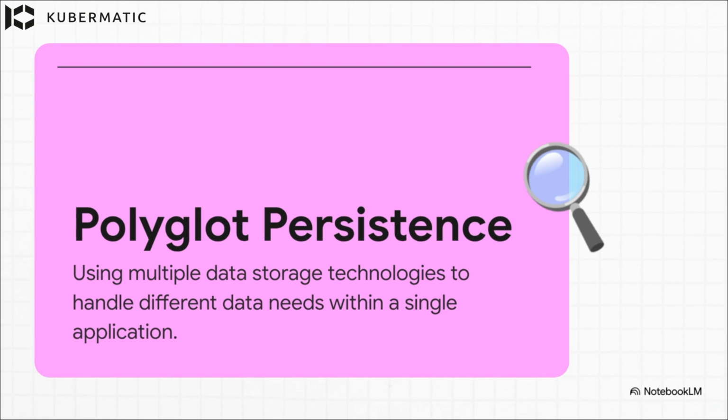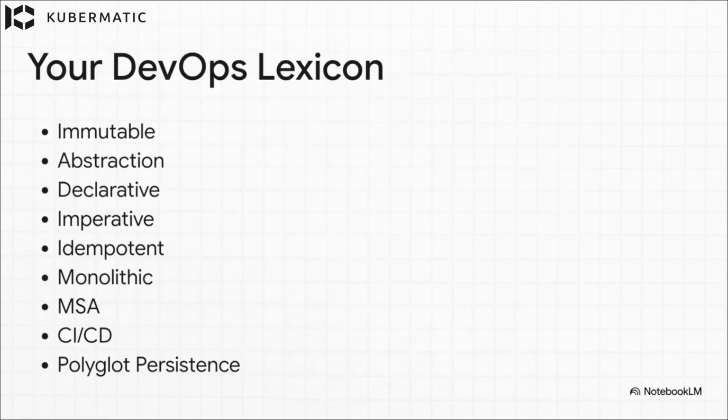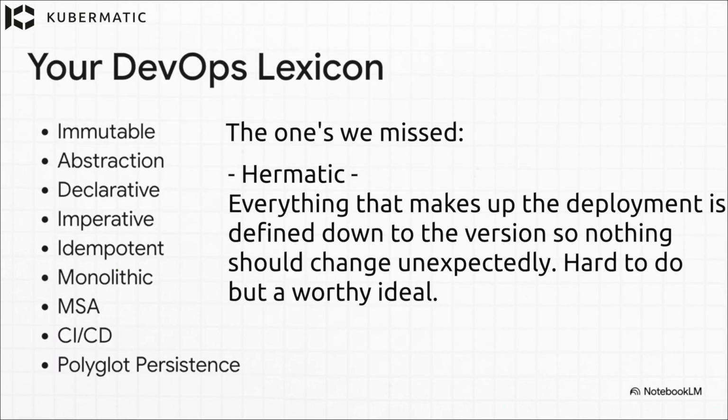It sounds fancy, but it's simple. Polyglot just means knowing many languages. In this case, it means your application speaks to many different kinds of databases. It's the ultimate "right tool for the right job" philosophy, but applied to how you store your data. It's an incredibly powerful pattern, especially when you're working with microservices. And that is a wrap on DevOps Jeopardy.